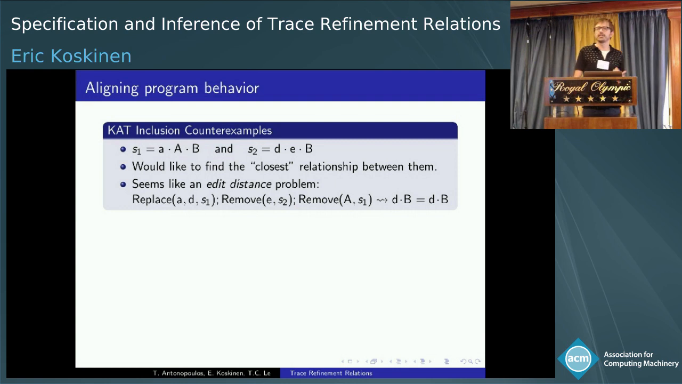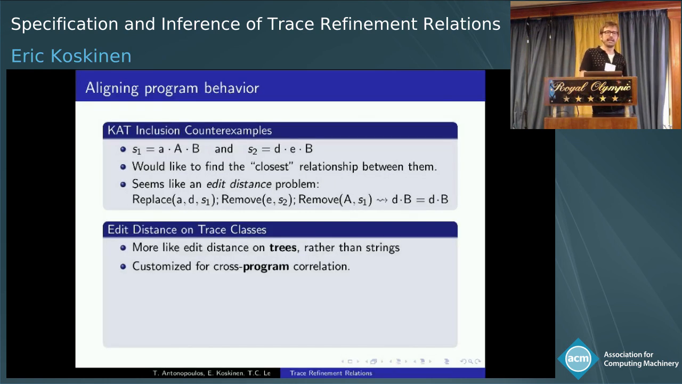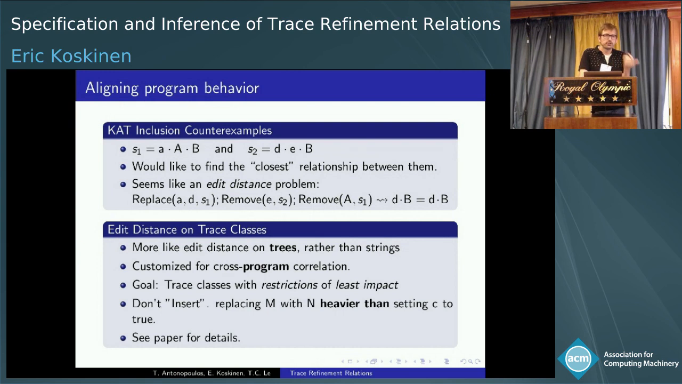But in this context with these trace classes, it's more like an edit distance over trees rather than strings. And the types of edits that you do may be a little bit different. For example, you typically don't insert a new symbol into a program. Also, some types of transformations are more heavyweight than others. Replacing a symbol seems like a big deal if you're talking about a program, whereas it's far less of a big deal if you just set a test symbol to be true. It's a sort of case split.